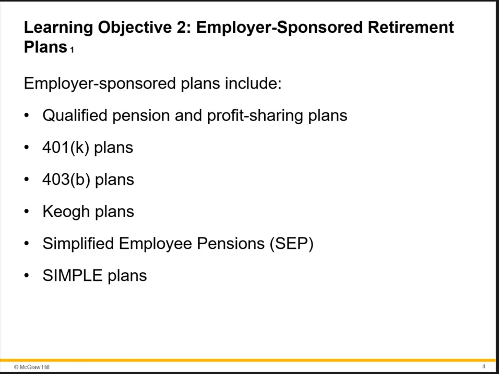Keogh plans are for self-employed folks, and simplified employee pensions typically are for small businesses. SIMPLE plans are a little bit of a step up from a simplified employee pension in terms of who you can work with and the rules having to do with covering them.